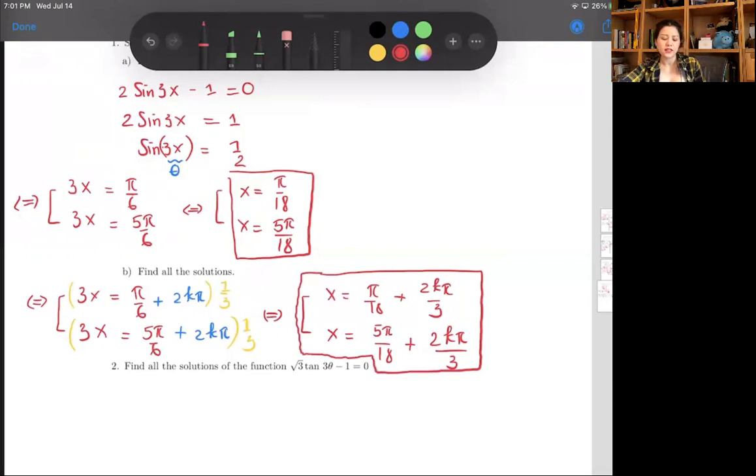One of the mistakes that I see students make is that they solve for x first, and then they add the 2k pi later. For example, if you solve for x first and then add 2k pi for the general solution, that is not correct, because your angle here is 3x. It's no longer just x.